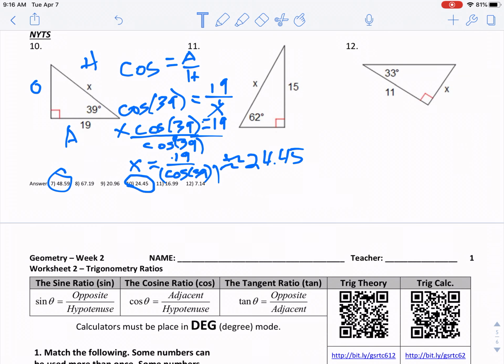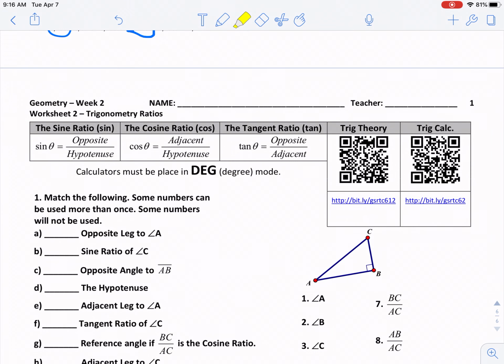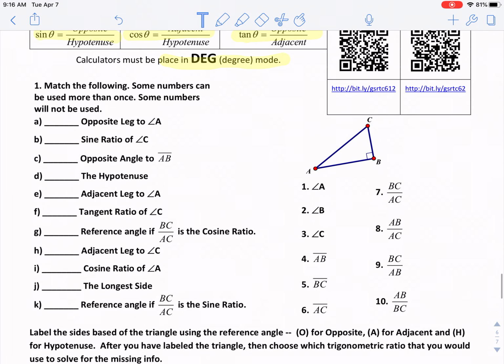Now, if you scroll down, once again, here's another reminder that you have to be in degree mode. And we also gave you all the ratios up here at the top on your homework assignment worksheet. Number 1, you're using this triangle off to the left here. For example, opposite leg to angle A. So this is my reference angle. My opposite side would be over here, C to B, or B to C. So I find that one. That's 5. 1A is 5.